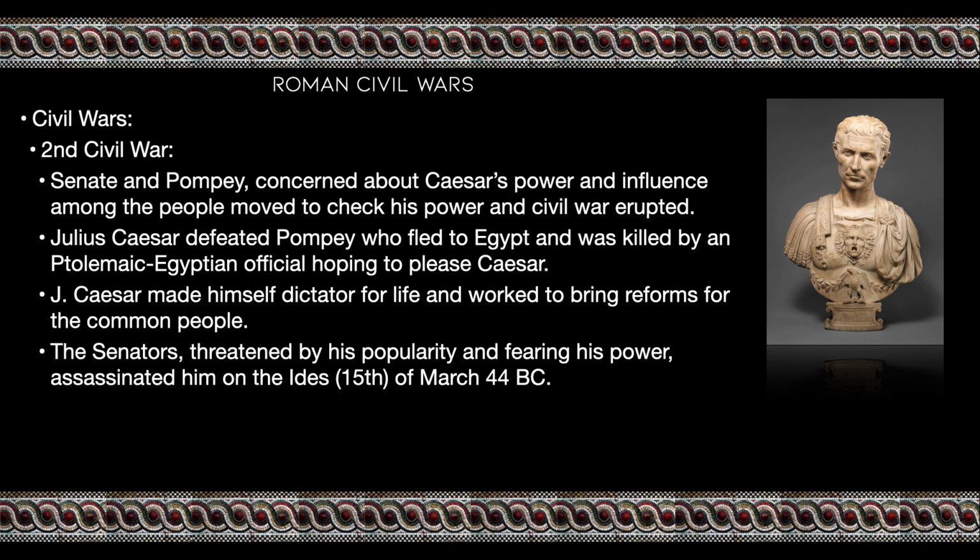The Senate and Pompey are going to be concerned about Caesar's power and influence, and they're going to want to check his power, and this is when that civil war erupts. Again, Julius Caesar will defeat Pompey, who will flee to Egypt and be killed by a Ptolemaic Egyptian official hoping to please Caesar. Caesar is going to make himself dictator for life, working to bring reforms for the common people. And again, the senators, threatened by his popularity, fearing his power, will assassinate him on the Ides of March.